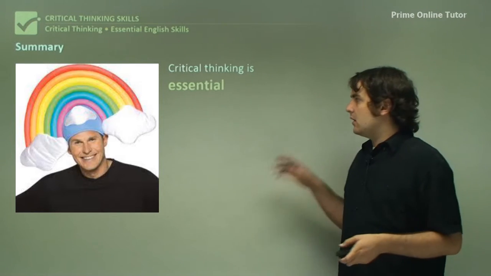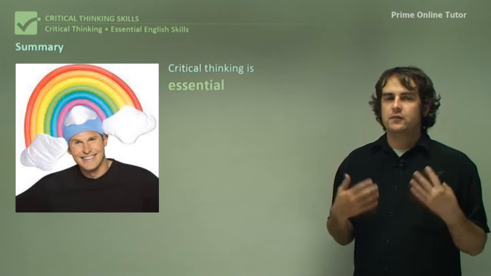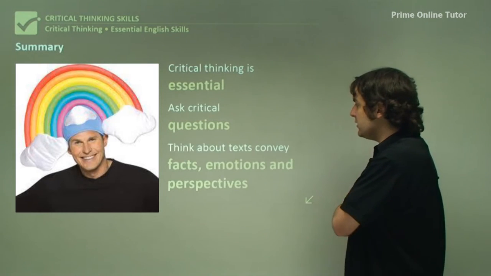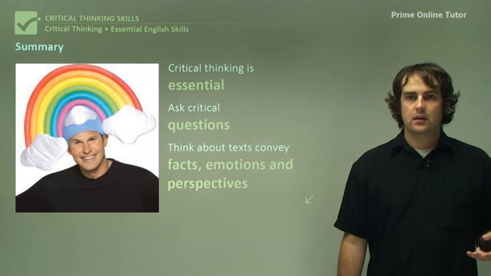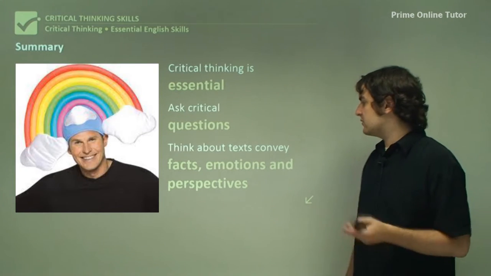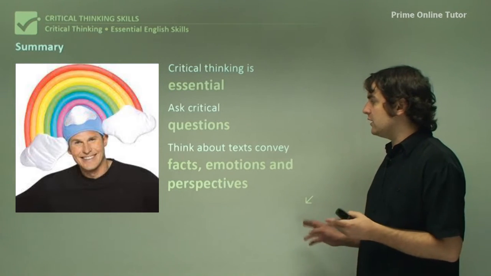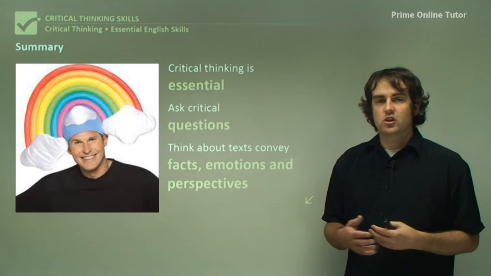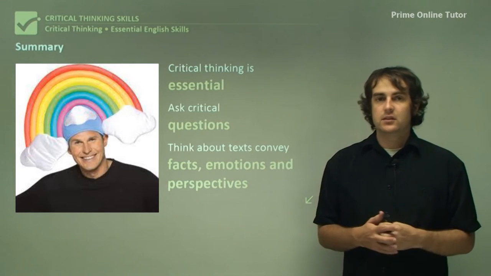All right. Ask yourself those questions, because ultimately those questions are what you need to ask of everything that you do. You need to be able to ask those critical questions, as I said, and finally you need to think about how texts convey facts, emotions, and perspectives. And that's really what these different strategies represent: facts, emotions, and perspectives, or essentially how you would look at things through an Ethos, Logos, and Pathos interpretation. But otherwise, that's it for critical thinking and the skills of critical thinking.